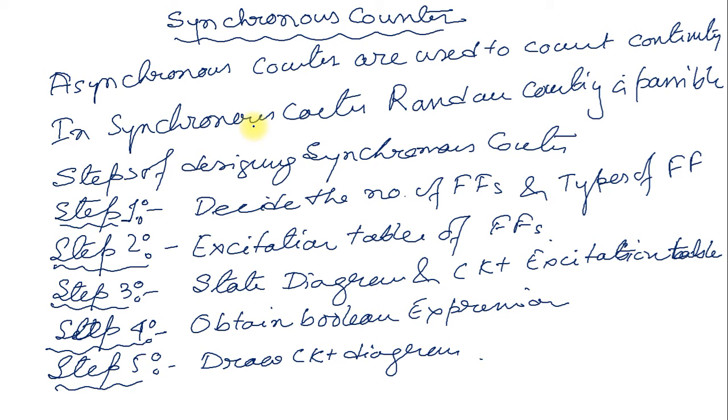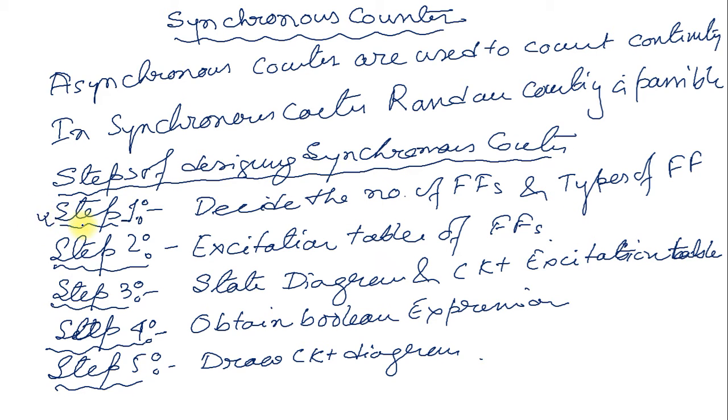Next, how should we design a synchronous counter? By following these 5 easy steps, we can design a synchronous counter, whether it is for random counting or for continuous counting. So what are these 5 easy steps? Step 1: first, we should decide the number of flip-flops and the type of flip-flop that we want to use for designing a synchronous counter.